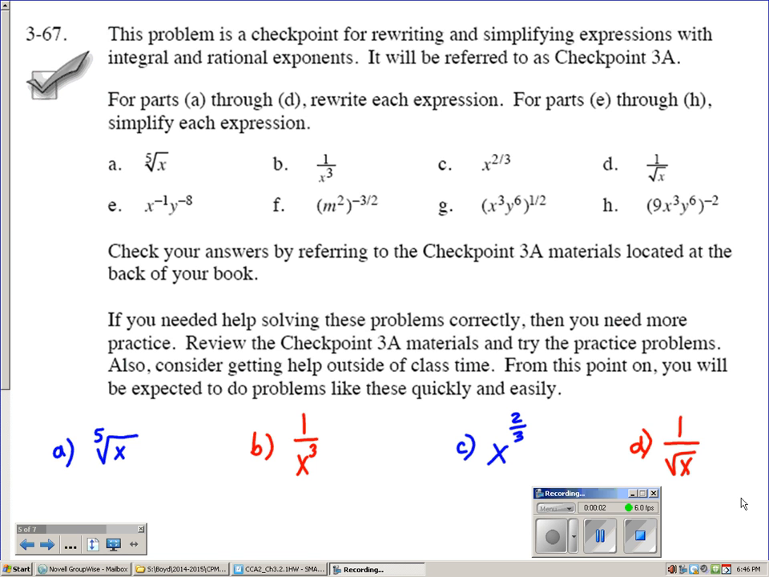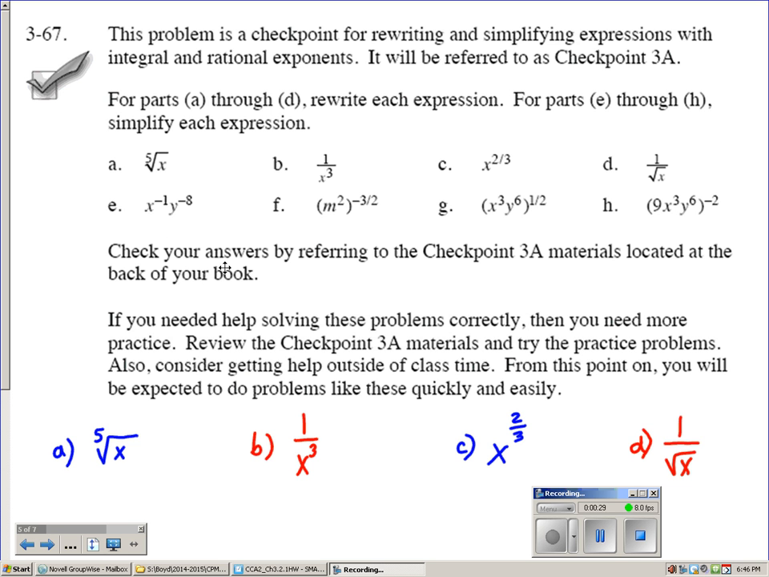All right, checkpoint problem 3-67. This problem is a checkpoint for rewriting and simplifying expressions with integral and rational exponents. It will be referred to as checkpoint 3A. For parts A through D, rewrite each expression. For parts E through H, simplify each expression. So we have a list of problems here, A through H.